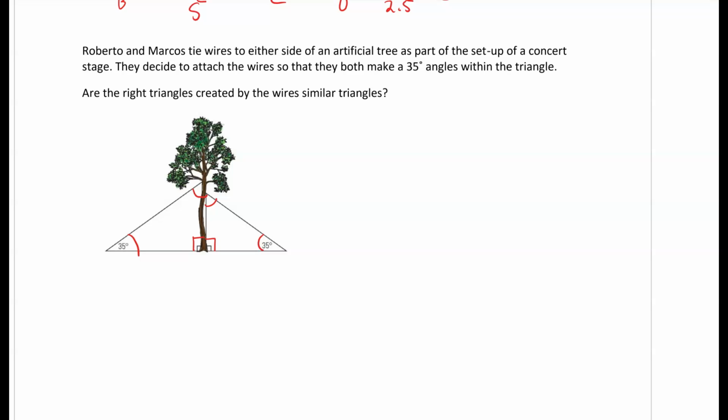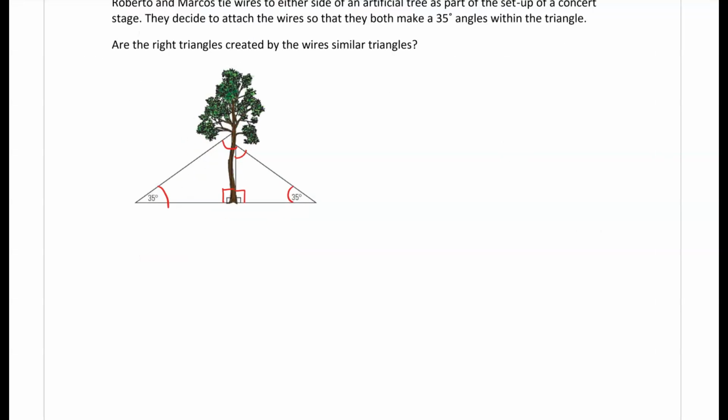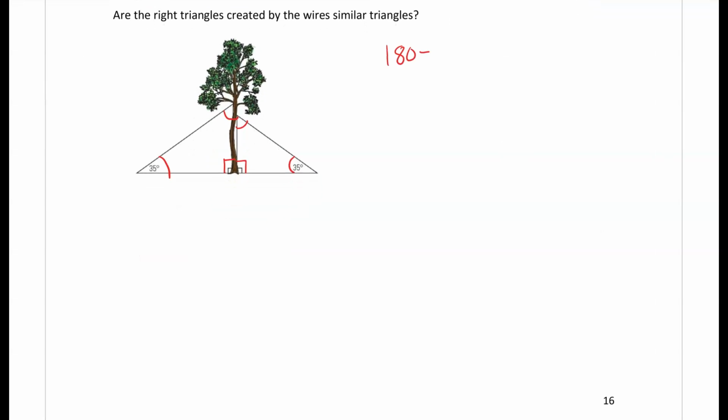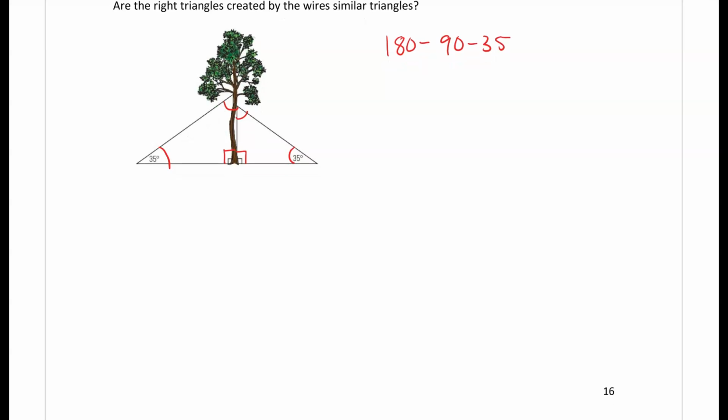Well, the first thing that we should think about is that on the last page, we talked about how if you know two angles within one triangle that are equal to two angles in the other triangle, you know that those triangles are going to be similar. But to make sure, what we can do here is 180, subtract 90, subtract 35. So we're subtracting the two angles we know, and we want to figure out that top angle because all triangles add up to 180 degrees. So we have 180, subtract 90, subtract 35, leaving us with our top angle of 55 degrees.